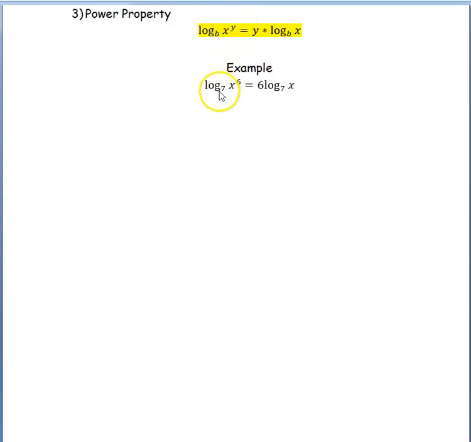So for example, if I had the log base 7 of x to the 6th power, I'm able to have 6 log base 7 of x. This would be fully expanded, as it were.